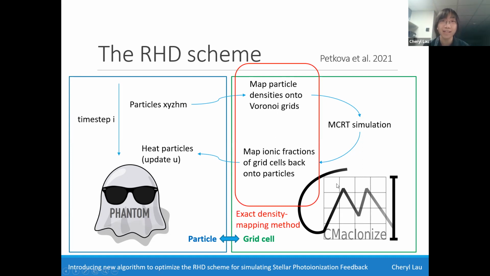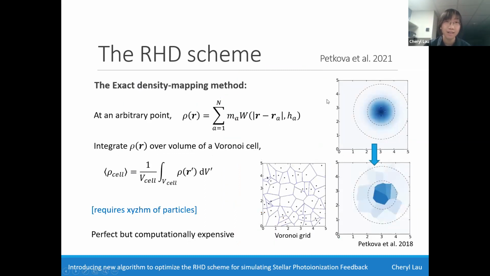So Maya's work was mainly focused on this bit, which is the mapping between the particle density and the grid cell density. And the way she did it is by using this expression here, which is the density at any arbitrary point in SPH space, and then integrating it over the volume of each Voronoi cell to get the average density within that cell. So this is a really perfect density mapping method. It's the most accurate thing you can ever do. But at the same time, it can be quite computationally expensive, as in the time taken to do the mapping can be quite comparable to that of the Monte Carlo simulation itself.